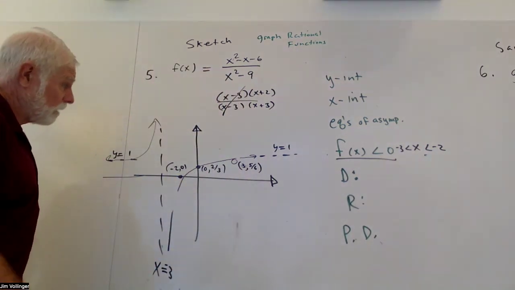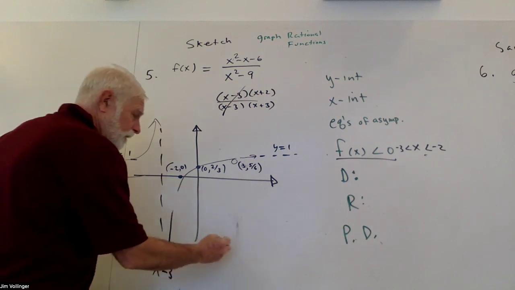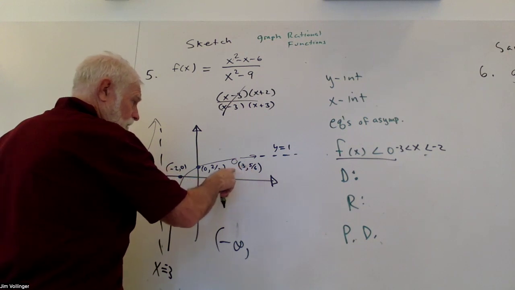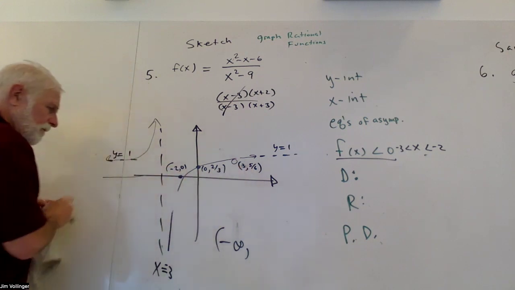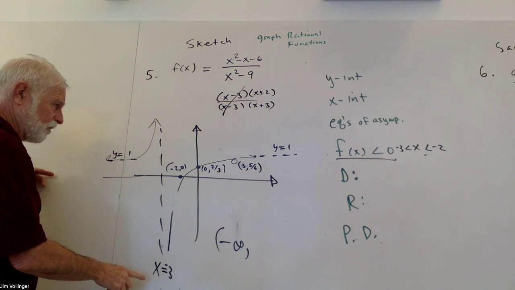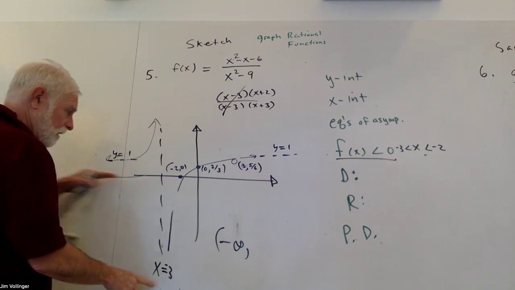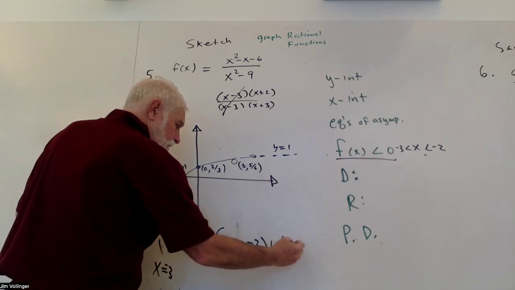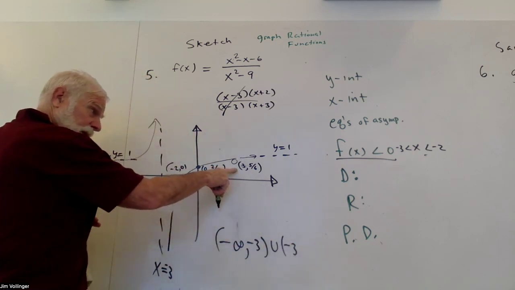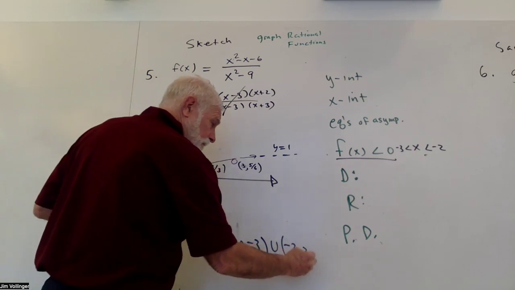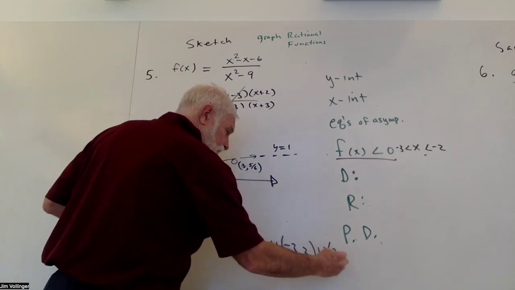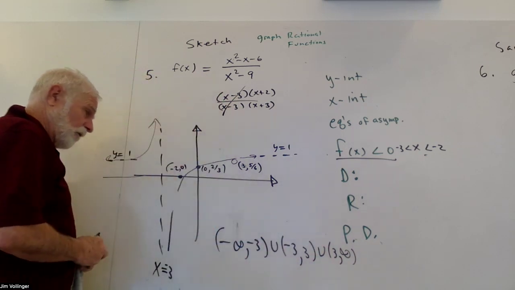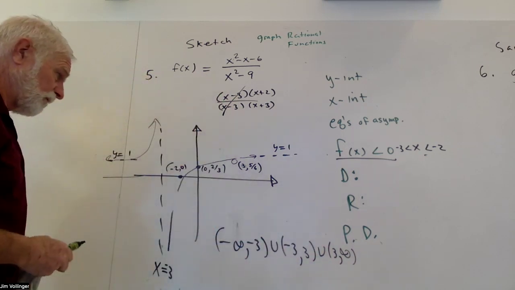Domain, a little trickier. -infinity to actually a height of, to 3. So wait a minute, I gotta be careful. -infinity, I'm doing domain, I was doing range for a second. -infinity to -3, union, -3 to 3. I can't use 3, but I can go from 3 to infinity. And these are the numbers that I can plug in to this equation and get some y values out.